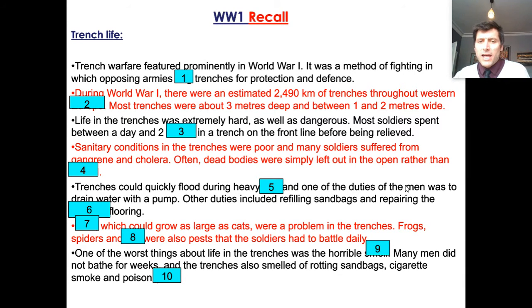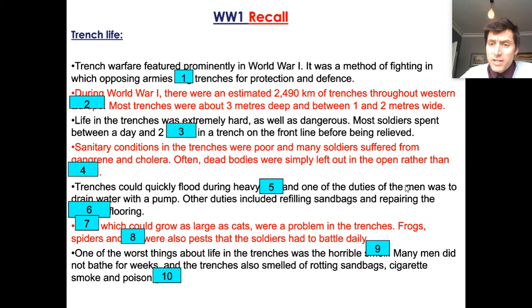Most trenches were about 3 metres deep and between 1 and 2 metres wide. Now, life in trenches was extremely hard as well as dangerous. Most soldiers spent between a day and two. It's not 2 days, I'll give you that clue. 2 what? In a trench on the front line before being relieved, which meant they were moved away from the front line or from the trench. Sanitary conditions in the trenches were poor, and many soldiers suffered from gangrene and cholera.